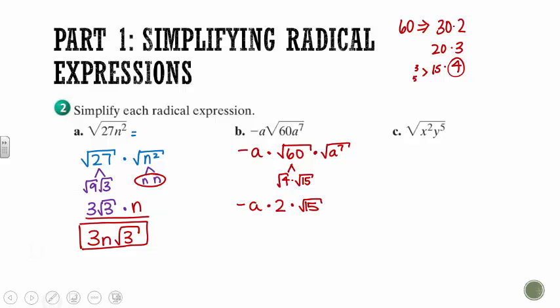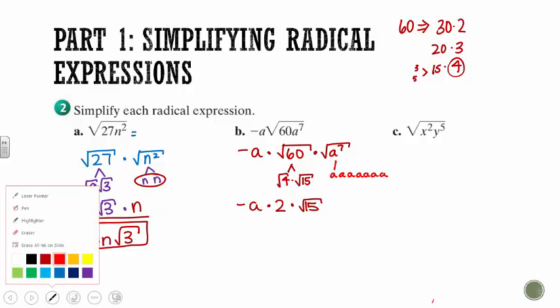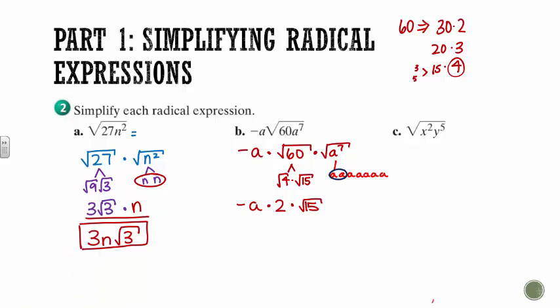And then a to the 7th, you can think about it as 7 a's, right? 1, 2, 3, 4, 5, 6, 7. The square root means you have to have pairs before you can come out. So we can make 3 pairs here, or a cubed, and this guy doesn't have a friend, so he has to stay inside of the square root.